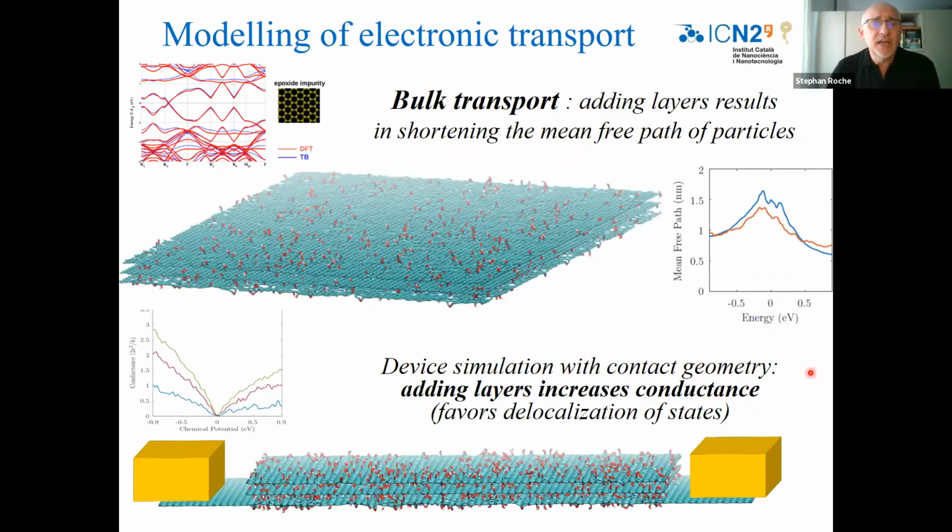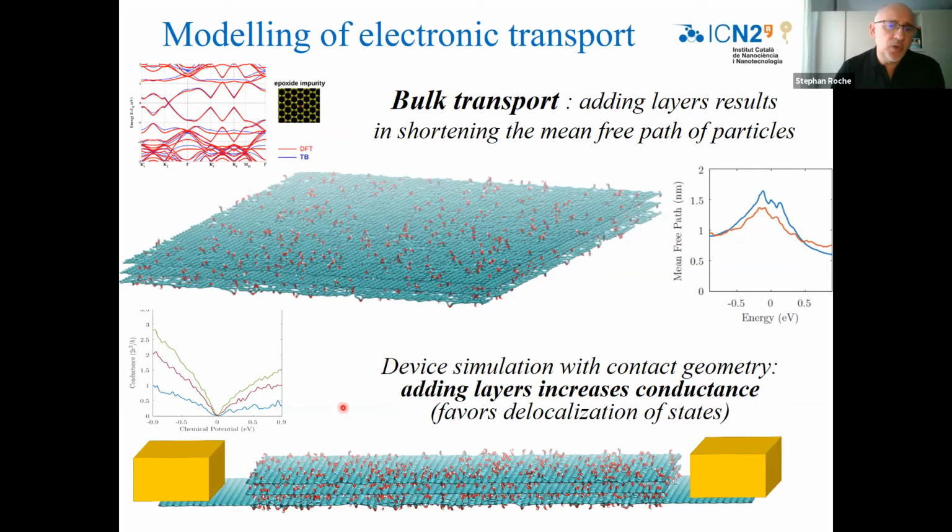And basically, we could find something very interesting and in agreement with the experiment, which is the following. By looking at the bulk transport of a multi-layer reduced graphene oxide with still a number of oxygen defects and structural defects, we found that typically the effect of the interlayer is damaging to the transport. So if you increase the number of layers, typically your mean free path will be reduced.